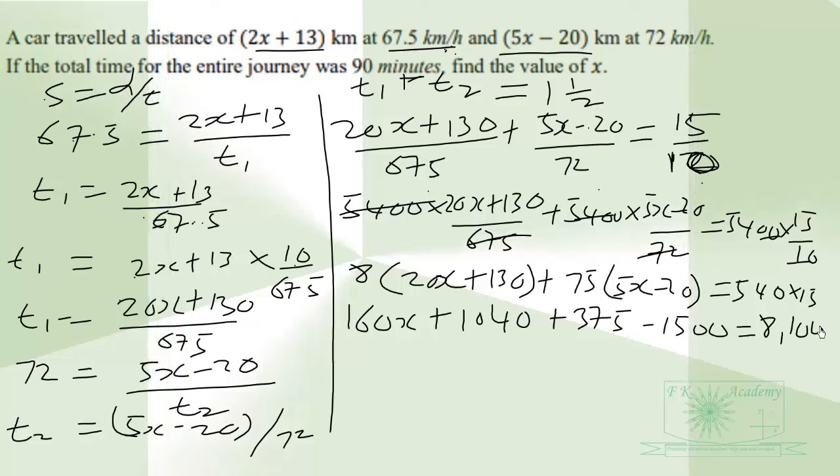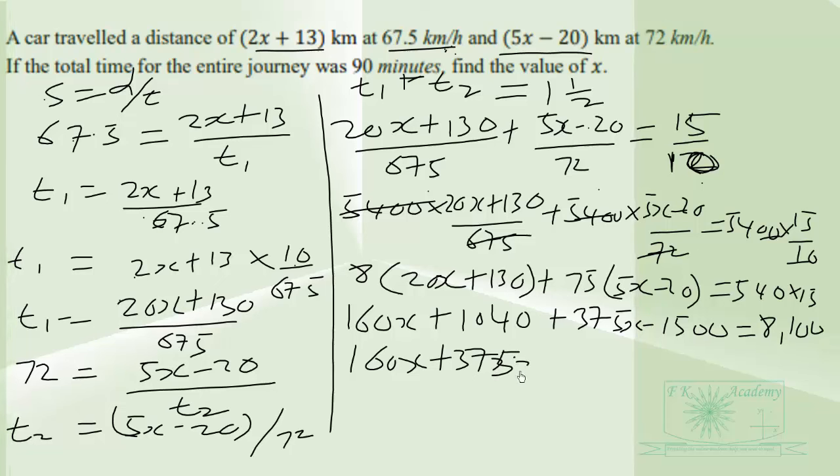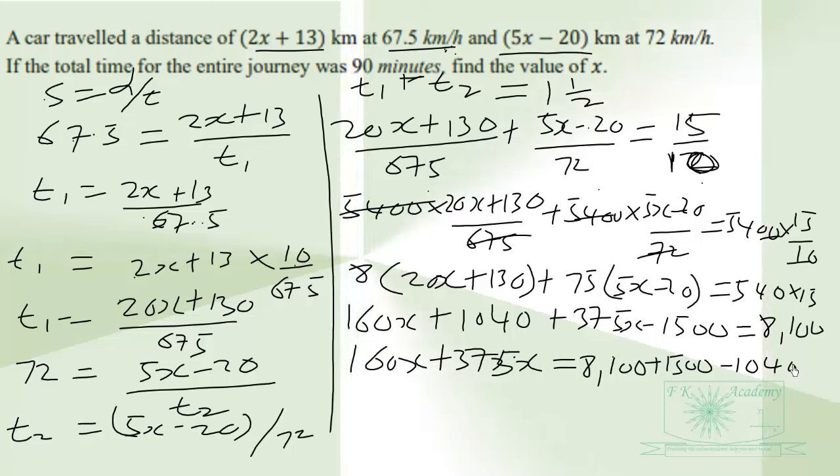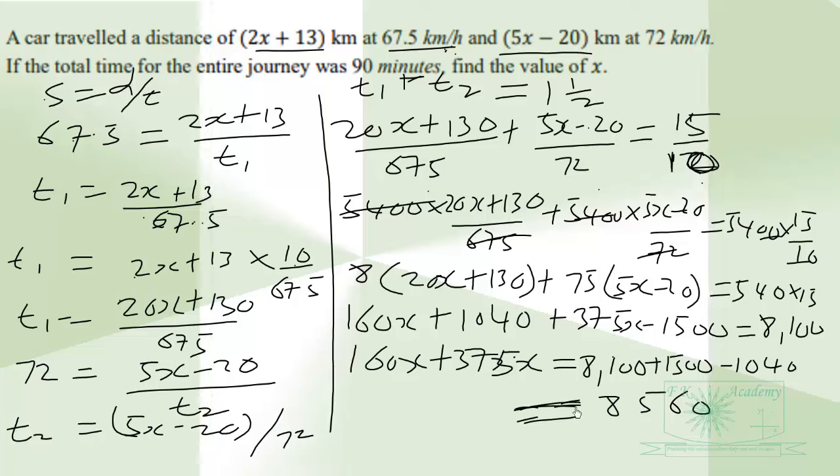So we group like terms. 160x plus 375x will be equal to 8,100 plus 1,500 minus 1,040. So what would that give us? That will give us 8,560 is equal to, then 160 plus 375 will give us 535.